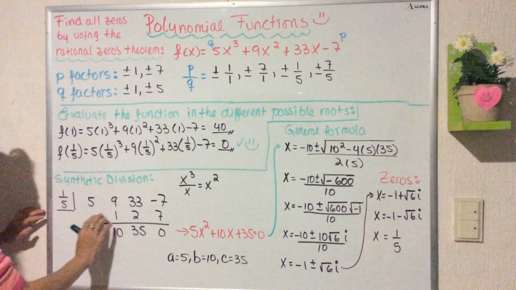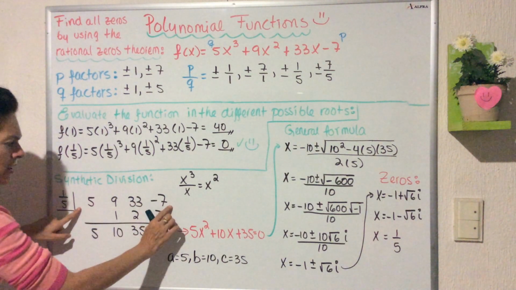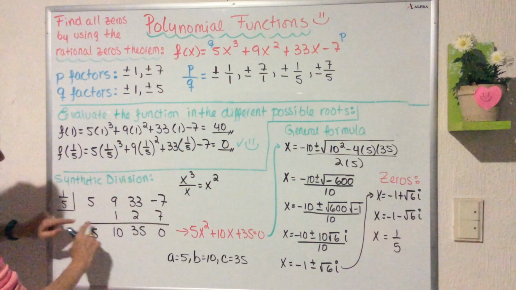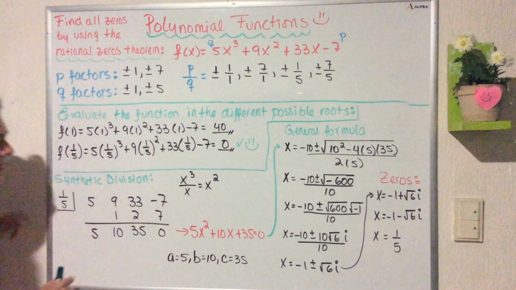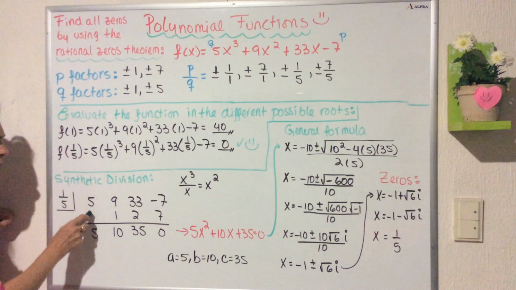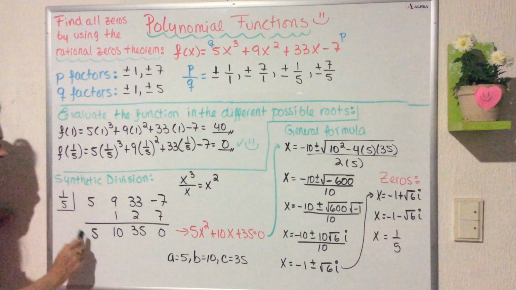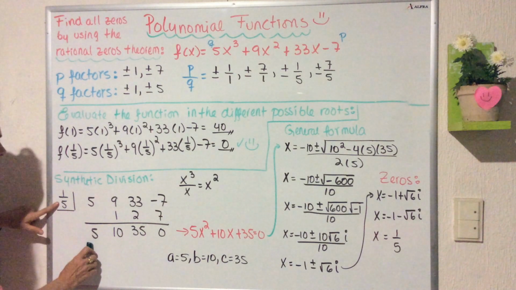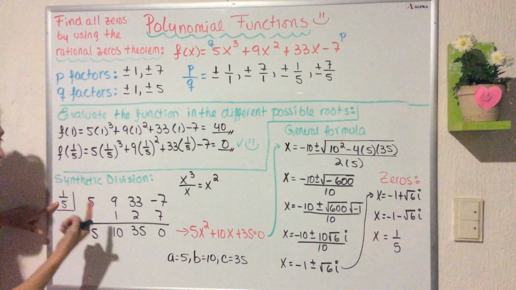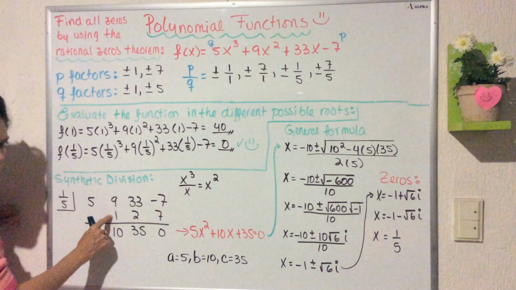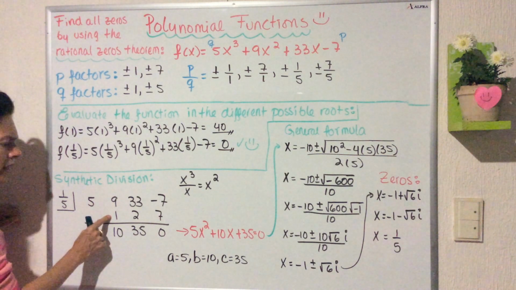Now we're going to remember, you write the coefficients here, and then you leave this line blank. You just leave the space, and then you trace the line, and then we start solving the synthetic division. Remember that we write down this 5, and then we multiply 5 times 1/5. It is 5/5, and we get 1. So we are going to write the 1 in the next space, and then we add 9 plus 1, 10.